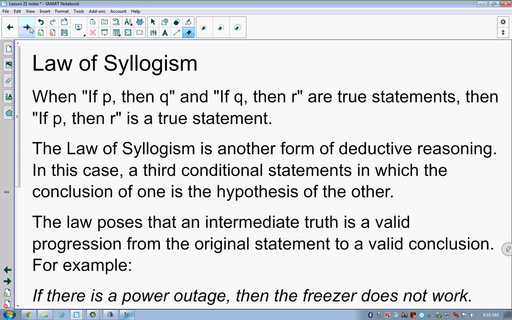Okay, I'm going to say that one more time. If P, then Q, if the first part is true, then the second part is true. But I can't say if the second part is true, then the first part is true. Okay, now we switch over to the law of syllogism.